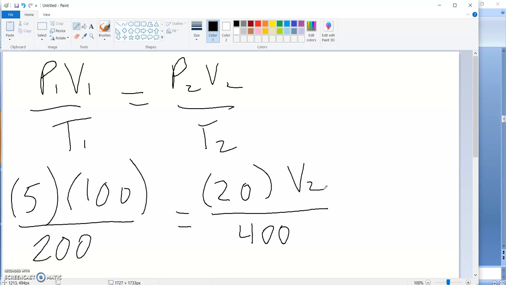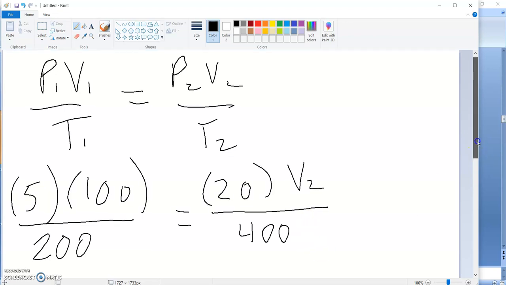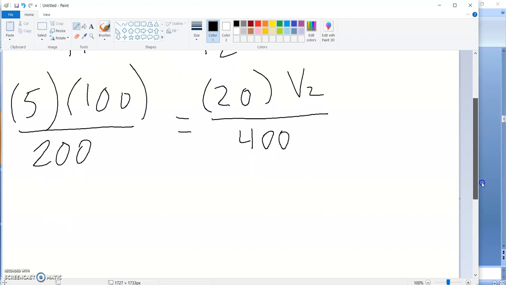You could, instead of doing this, have first dealt with the pressures by themselves with Boyle's law, and then take that answer and adjust it for temperature using Charles' law. But this makes more sense, just to do it all at once. It's like doing our mole problems all in one big dimensional analysis thing rather than splitting them up. So now that I've got all that, I can start simplifying, right?